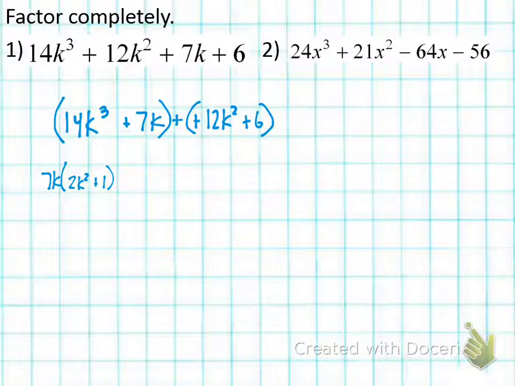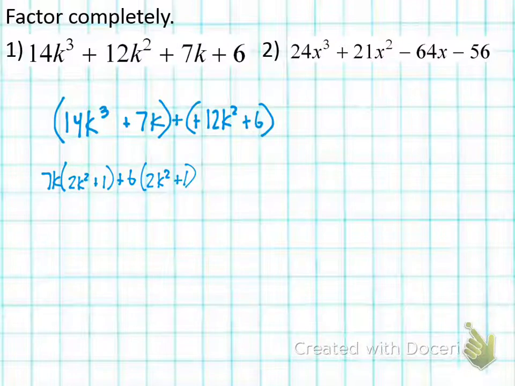Next one. What can I factor out of these two? 6, right? We still have a plus sign here, so we put plus 6. Positive 6 times 2k squared plus 1 is our second term. It's going to be equal to that. Do y'all see that? Yes.